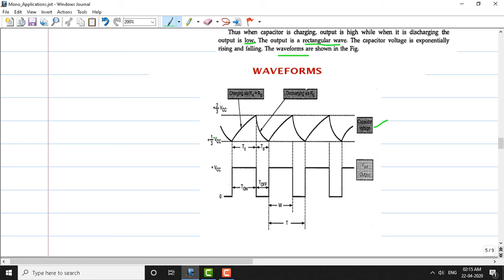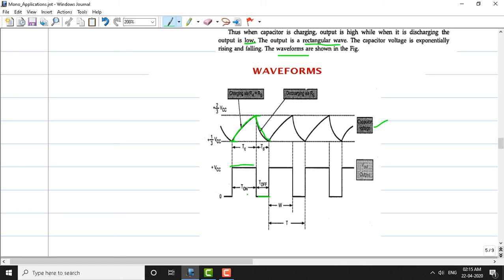So the low level will be 1 by 3 VCC, and the capacitor charges all the way to 2 by 3 VCC. When the capacitor is charging in this path, you can see here the output pulse stays at high, and once it reaches 2 by 3 VCC, the capacitor starts discharging. The output pulse remains at the low level here. So we have an on time and an off time here.